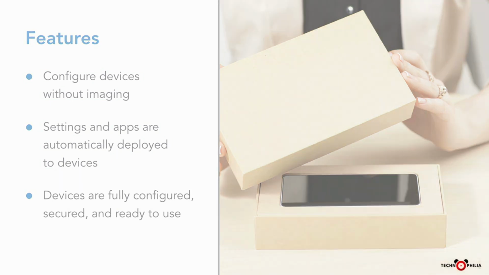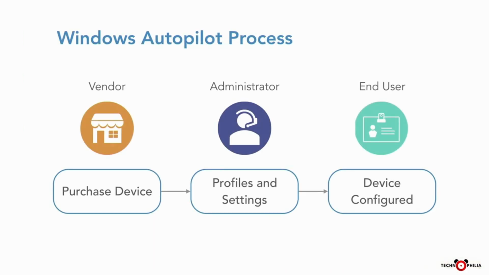Let's take a mile-high view of the Windows Autopilot process to see the three main stages. First, new devices are purchased from a vendor with Windows 10 already installed, with all the drivers and optimal settings configured. An administrator uses a web portal to pre-configure profiles and settings and assigns the device to a deployment profile. When an end user receives their device, they connect the device to the internet. Their credentials are verified by Azure AD, and their device will be automatically provisioned by Windows Autopilot and Microsoft Intune.